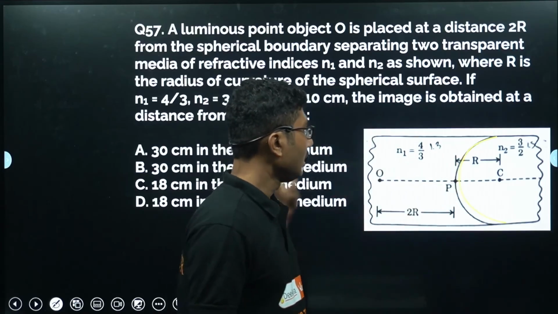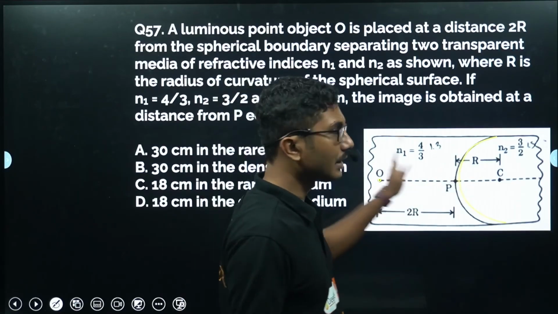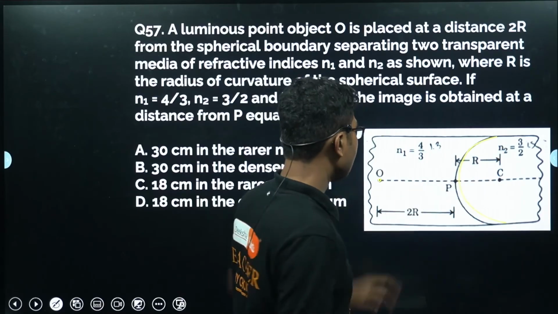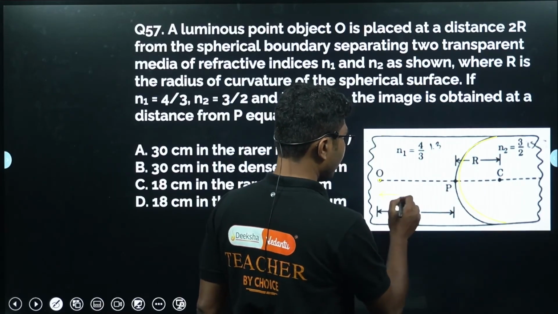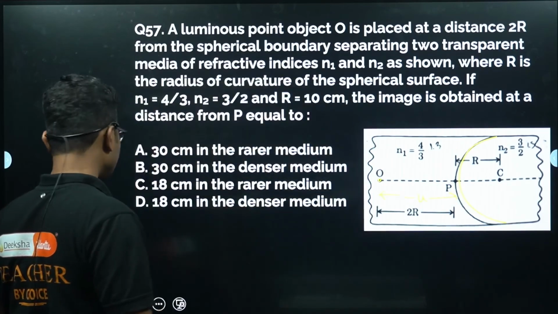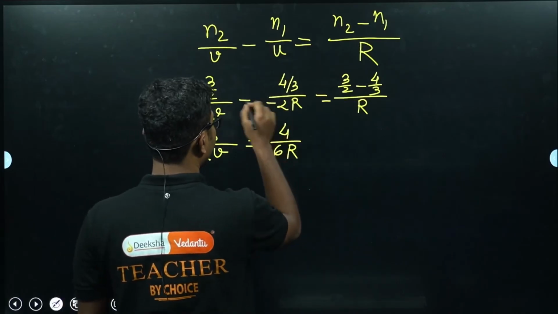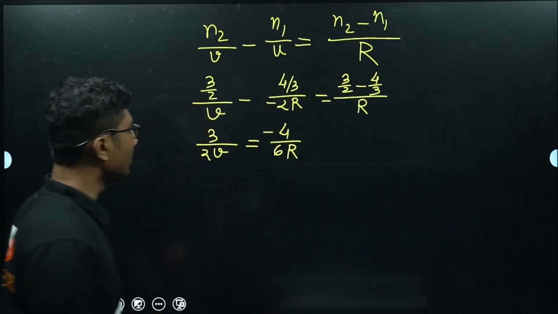So if the object is located on this side, because this is the object, right? So the object is located on the left hand side of the surface. That means this distance, this u, is always negative. We remember the sign convention. In the sign convention, anything on the left hand side is considered negative. So this will be negative. So negative, negative, positive. So when it comes to the other side, it will become negative.